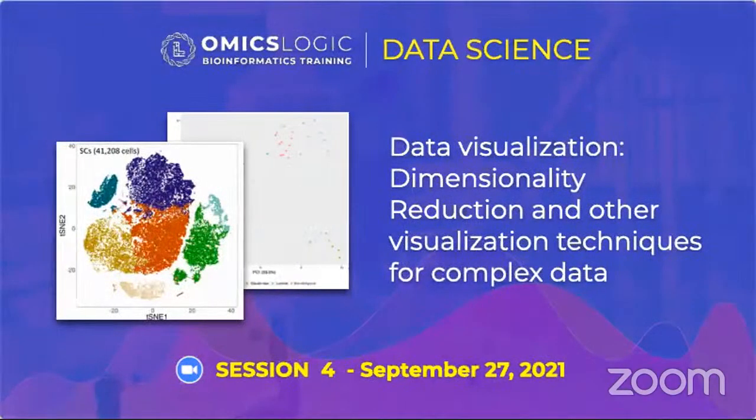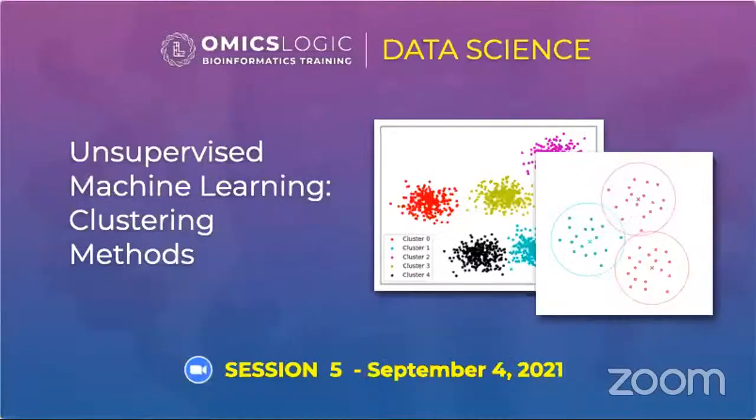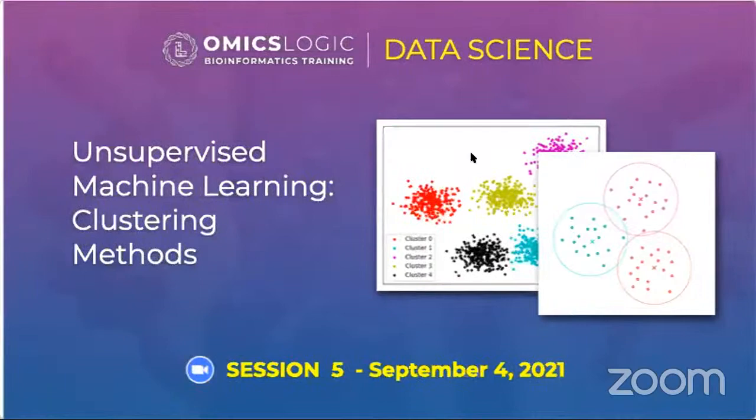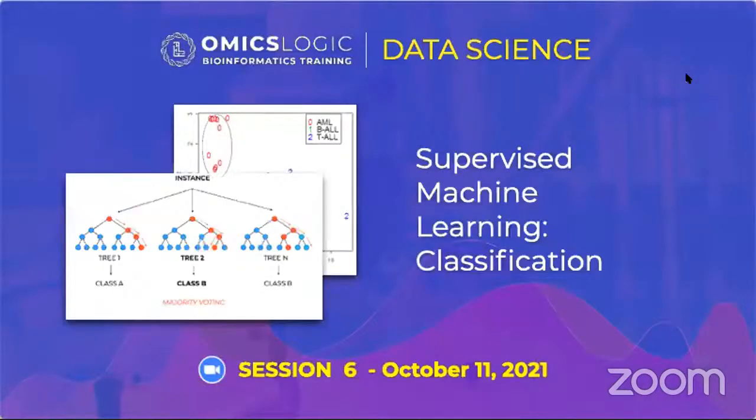The fourth session, in this session, we will overcome some of the challenges to compress complex information into an interpretable visual representation accurately. And in the fifth session, we will learn about the very critical challenge to organize data using complex patterns in a space that is beyond human imagination, and we will be in the multidimensional space, as I said. And in the sixth session, we will be learning about the application of supervised machine learning for classification.